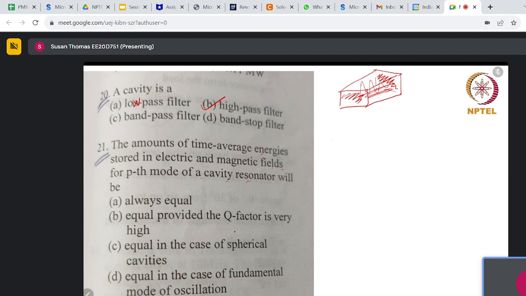So the question is on the energy. Energy stored in electric and magnetic field, and so it's the time average energy. Is it going to be always equal? Is it going to be equal provided the Q factor is very high? Equal in case of spherical cavity? Equal in case of fundamental mode of oscillation? What do you think is the right answer?